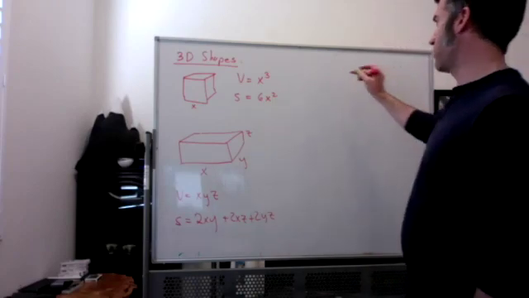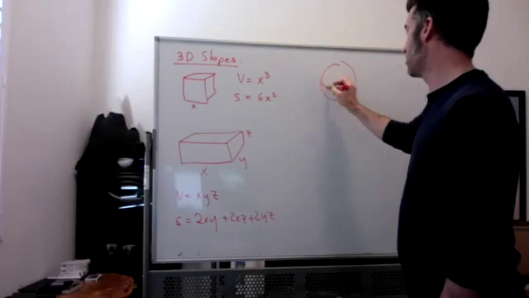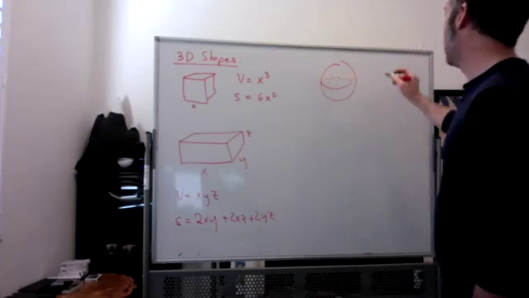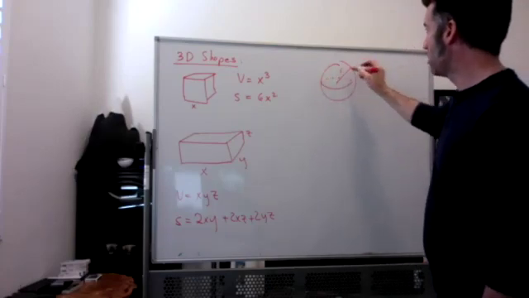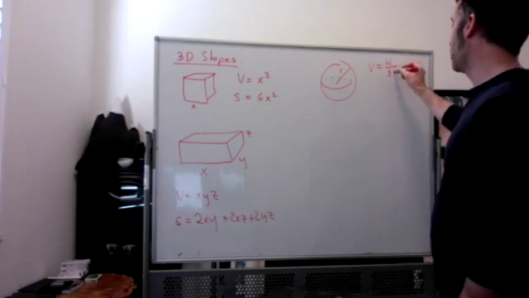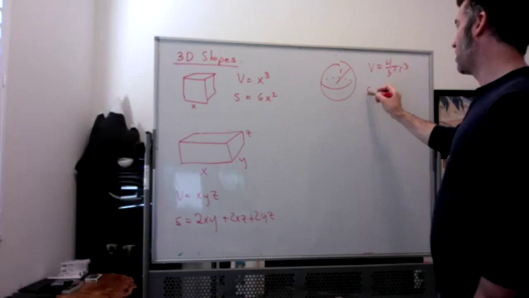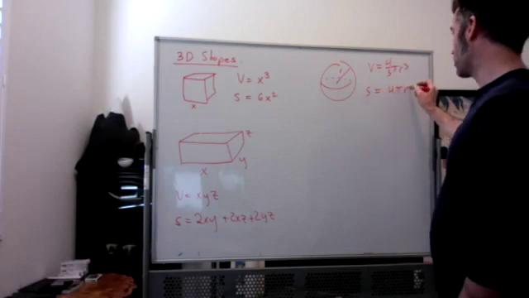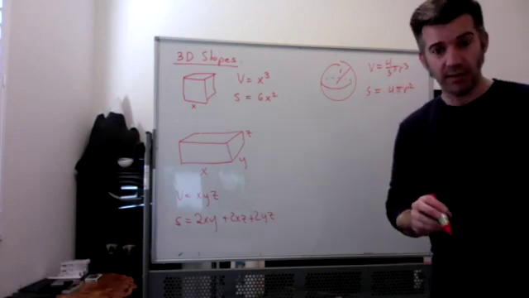What are the 3D shapes? We've got a sphere with a radius of r. The volume is 4/3 pi r cubed, and the surface area is 4 pi r squared. Interesting fact.